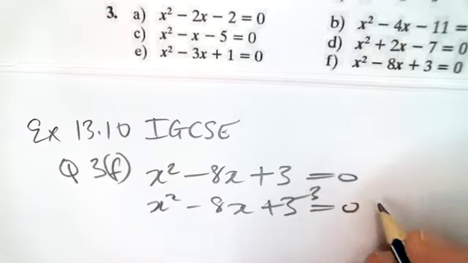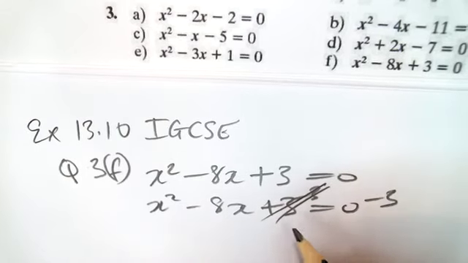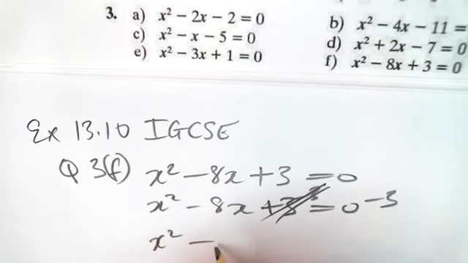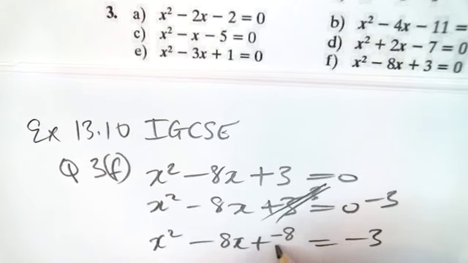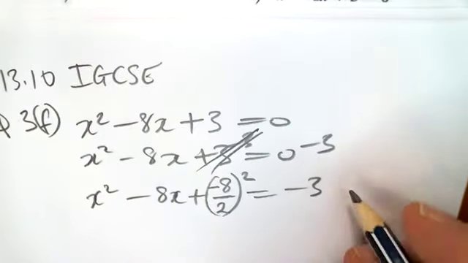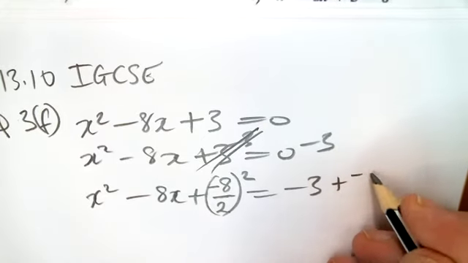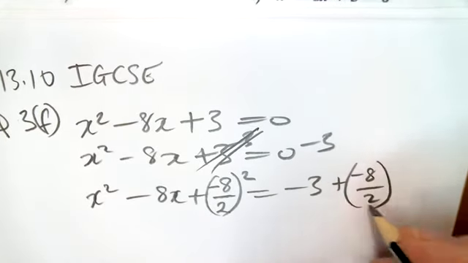I'm going to subtract 3 from both sides. There it is. Got an x squared minus an 8x and a negative 3 on the other side. So I'm going to take the b term, which is going to be a negative 8. I'm going to add negative 8 to both sides, halve it, and square it. Same on this side. I'm going to add a negative 8, halve it, square it.